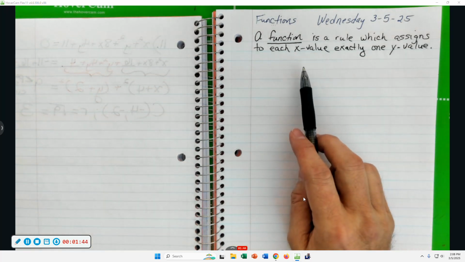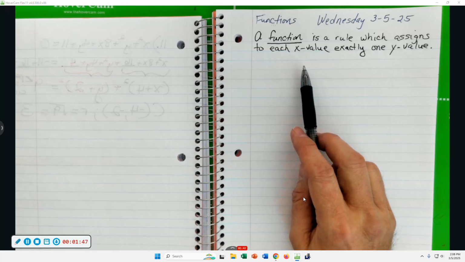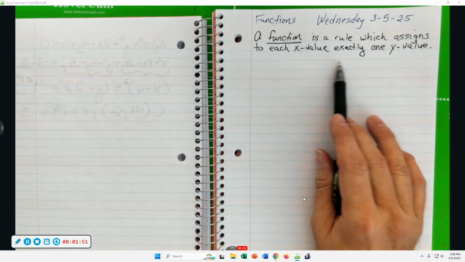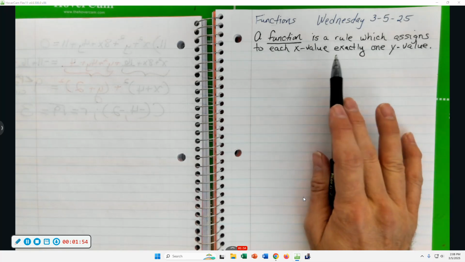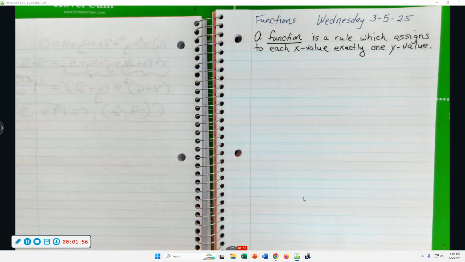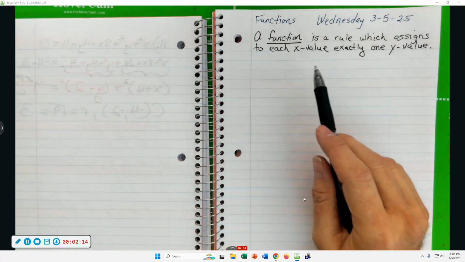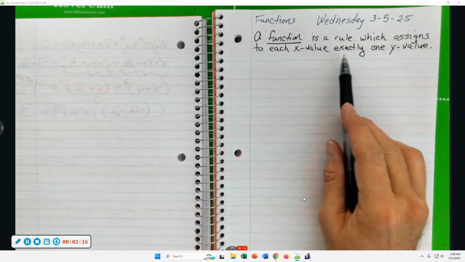The phrase that you'll see if you look up the definition of function on your phone or something is either exactly one y value or one and only one y value. I remember as a student, first time ever seeing this, I didn't understand why the teacher didn't just say one y value. But logically, just saying one is different from saying exactly one.